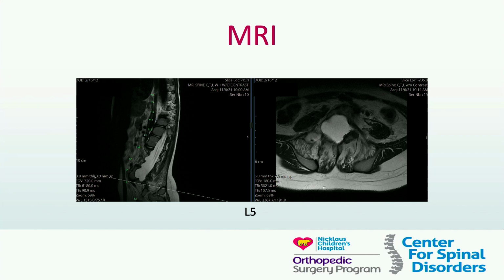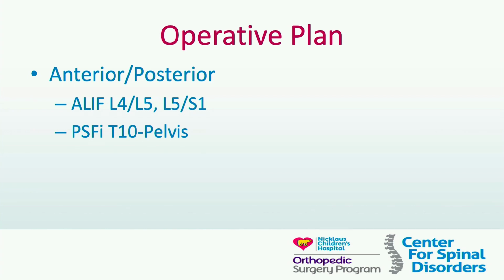The MRI here again shows significant dural ectasia. And what would the plan be? With these patients with NF1, historically what we like to do is anterior-posterior because they have very poor bone healing properties. Even when you do them just posteriorly, they end up failing and you have to go back. So the plan here was an anterior-posterior procedure with an ALIF at L4-L5 and L5-S1, and posterior spinal fusion from T10 to the pelvis.